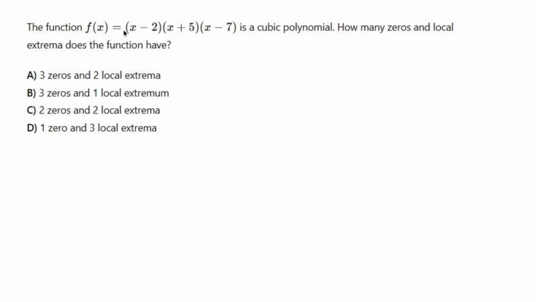The function f of x equals x minus 2 times x plus 5 times x minus 7 is a cubic polynomial. I see that. How many zeros and local extrema does the function have?